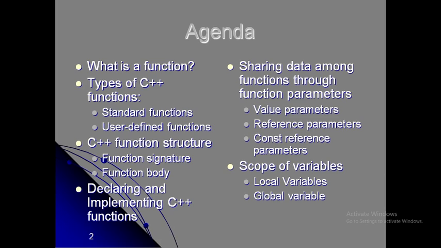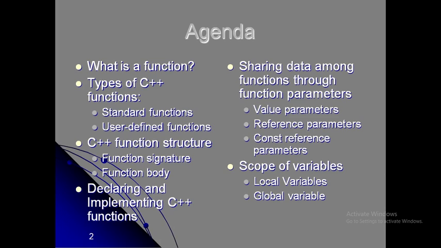Some functions are available by default, as in the standard function library of C++, or the user can write their own function according to their idea. Those functions are called user defined functions. So two different kinds of functions are there. One is standard functions, another one is user defined functions.